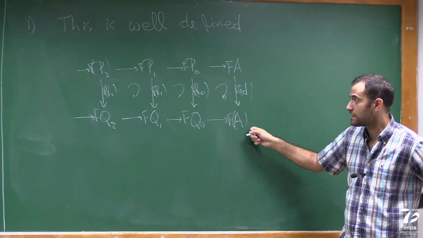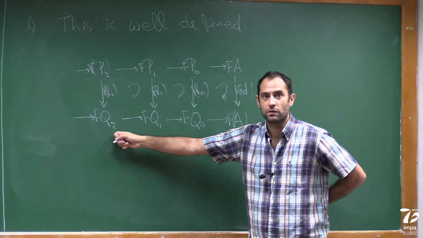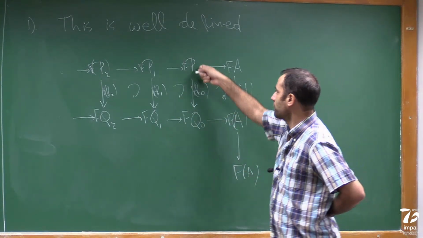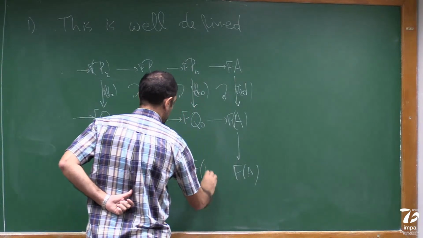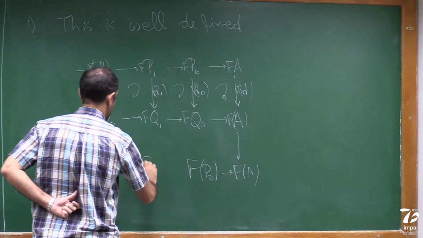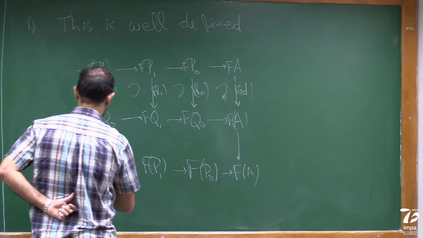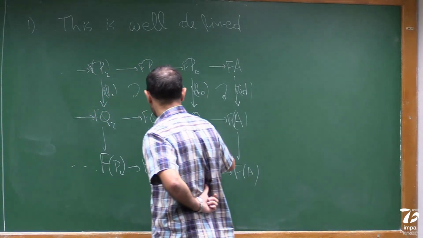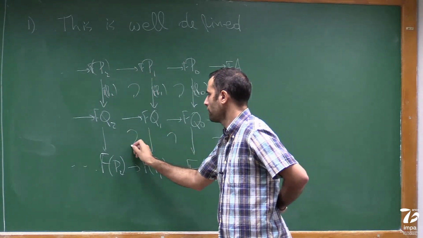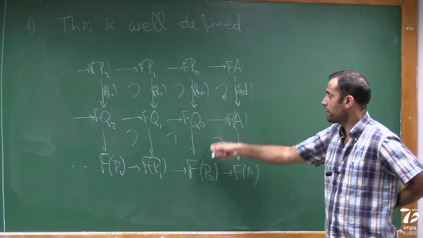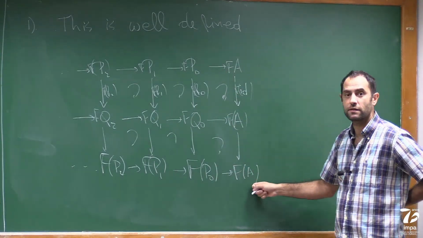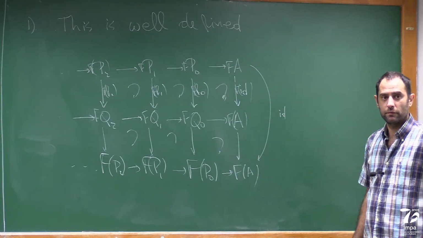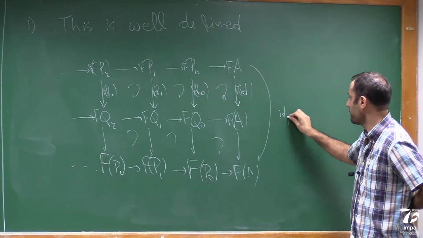But now this guy, Q, was also a projective resolution. And I also have the identity, well, I'm going to do this with F of A. Well, I'm going to go back there. F of P0, F of P1, F of P2, etc. Now these guys commute. Now the composition of these two guys is a lifting of this identity map. Right? So I have here the identity of F of A.